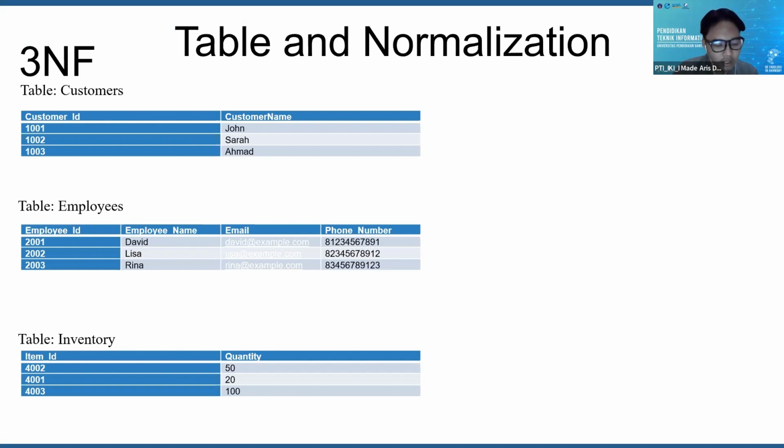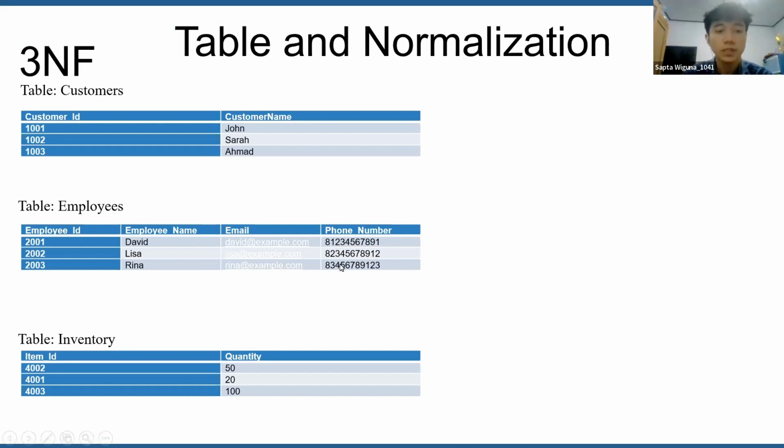By following these steps, normalization helps eliminate data duplication, anomalies, and inconsistency in the tables, making them more structured, efficient, and able to maintain data integrity. Okay, this explains the table and normalization. I throw it back to the moderator. Okay, that's all for the table and normalization explanation.